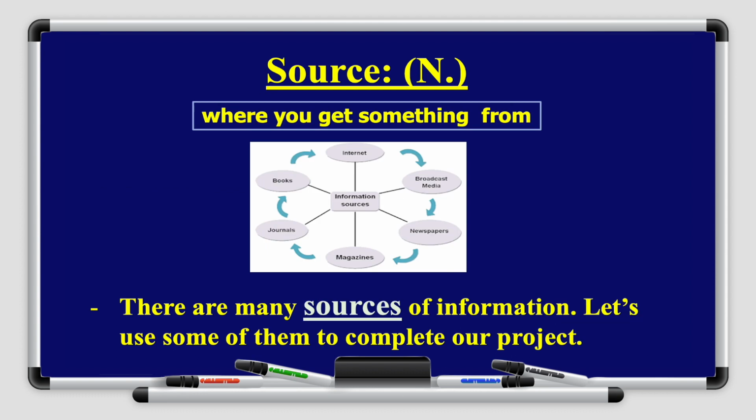Next we have the word source. Let's repeat together. Source. One more time. Source. Again, source. Good job. So source here is a noun. Excellent. Let's read the example together. There are many sources of information. Let's use some of them to complete our project. So we have many sources of information here. Sources means when you get something from.